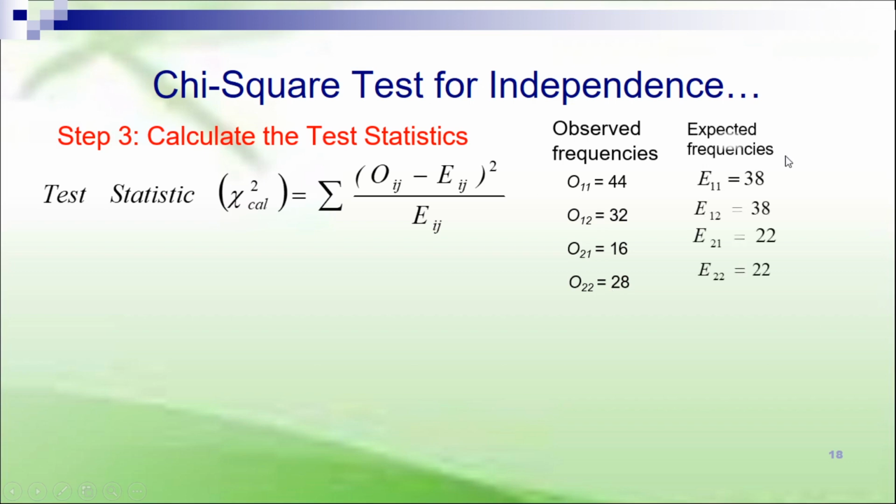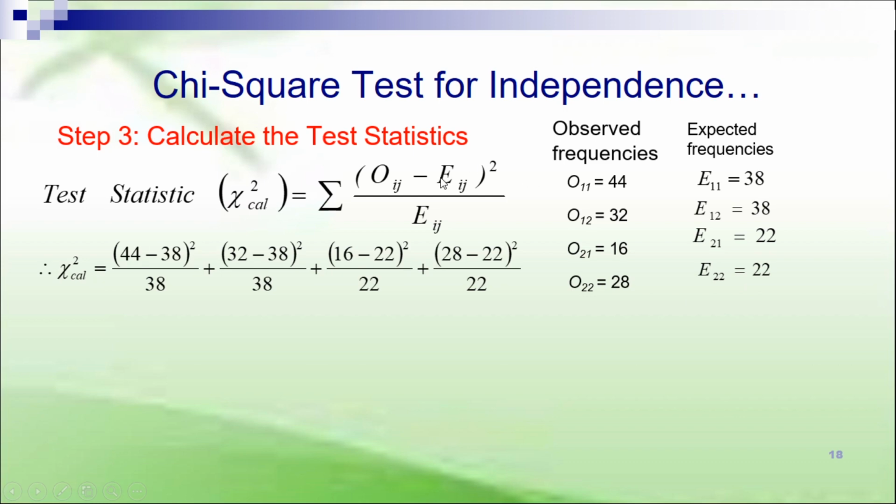Now again see the observed frequencies: 44, 32, 16, 28. Expected frequencies: 38, 38, 22 and 22. Let's take the difference between the observed frequency and the expected frequency of a particular cell. Then O11 minus E11, square this difference, then divide it by the corresponding expected frequency. Here, 44 minus 38, square this difference, divide it by 38, and we take the summation over all the cells. Plus, consider O12 and E12, the corresponding expected frequency.